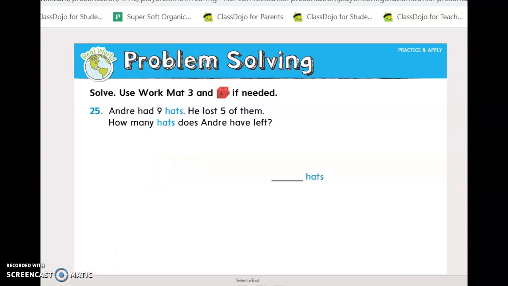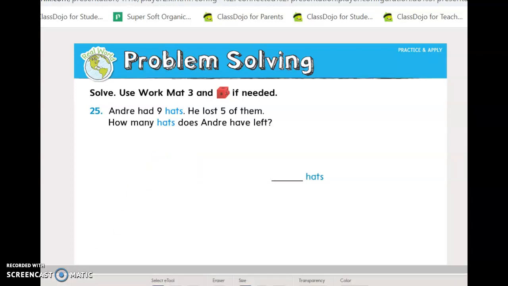So I'm going to go ahead and use my writing tools to write a number sentence. So my number sentence is going to begin with the number 9, because that's my large number. And then I'm going to subtract. Those are the 9 hats. He lost 5 hats. How many does he have left? So we know that 9 take away 5 equals how many? Okay, 4 hats. 4 hats are what Andre has as a difference of what's left.